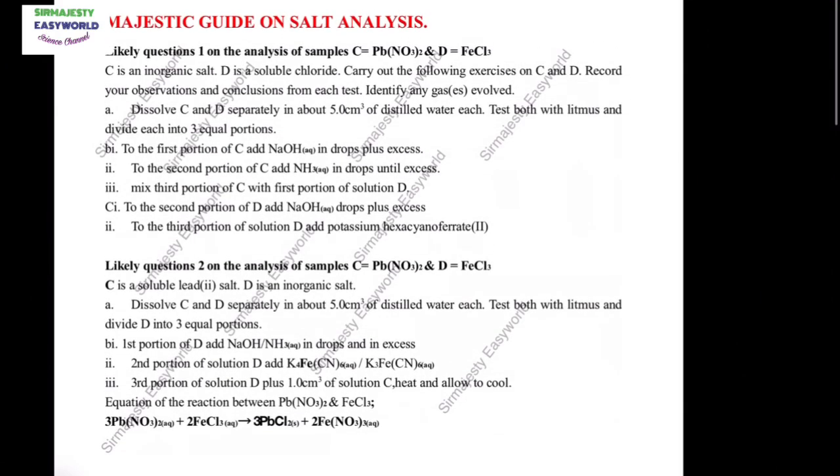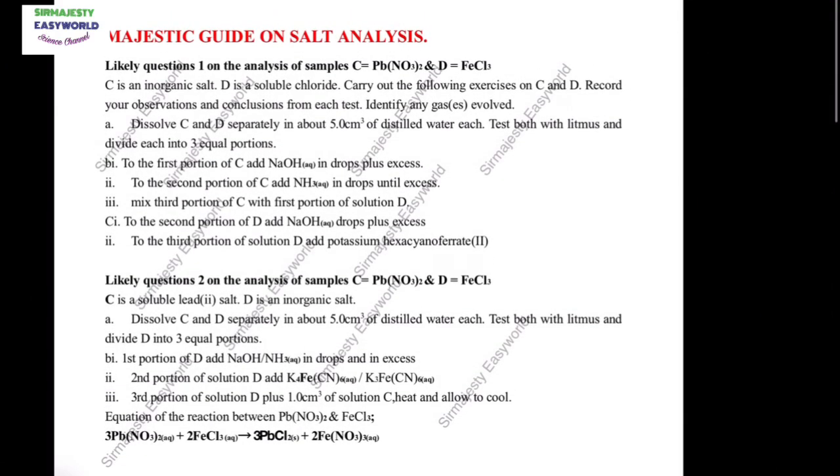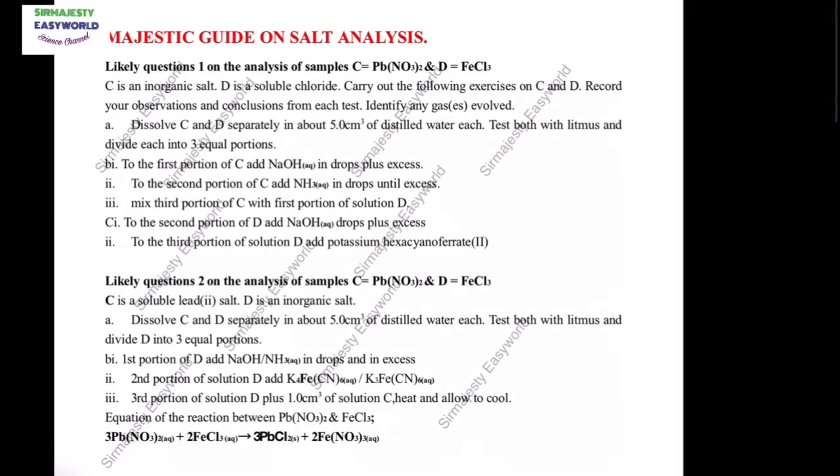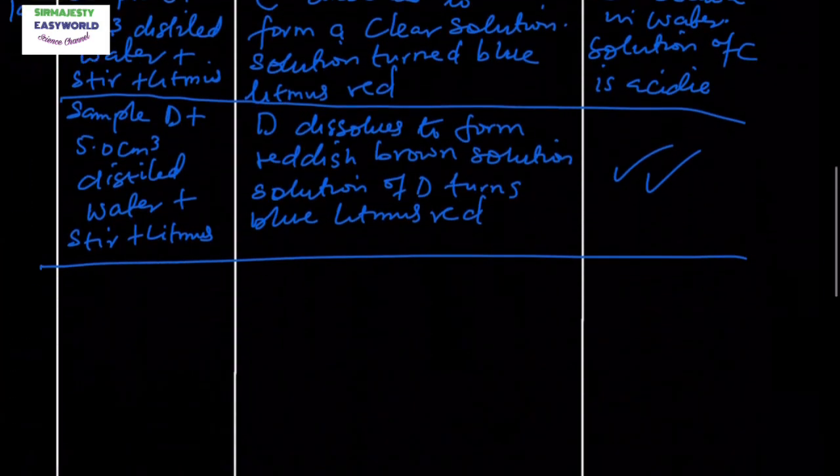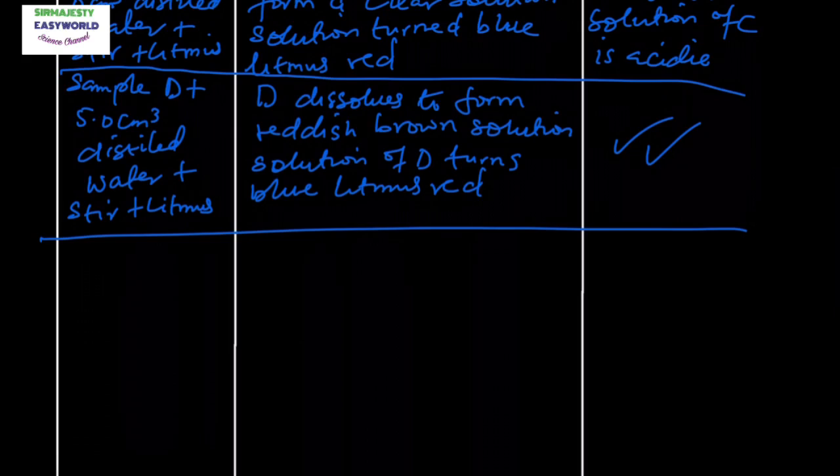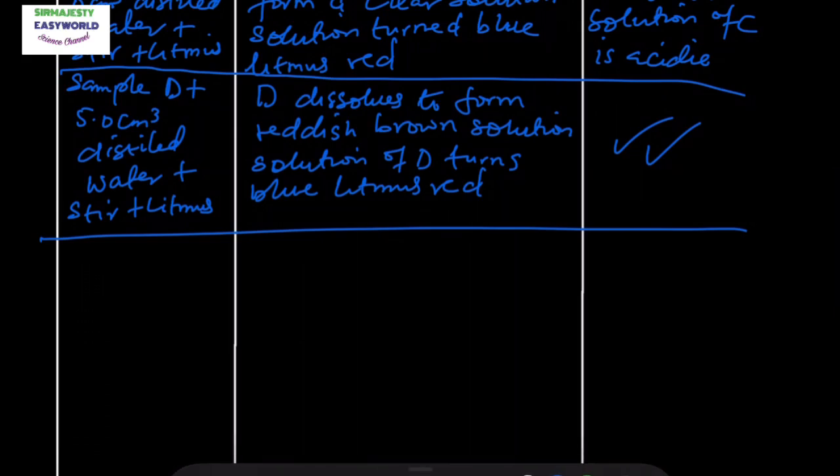The next one is: to the first portion of C, add sodium hydroxide. I remember this is a likely question. So when you go into the examination hall, please listen and follow the instructions well. To the second portion of C, add aqueous ammonia. Add sodium hydroxide in drops and in excess. We now have the first portion of C, so we might contrast the colors.